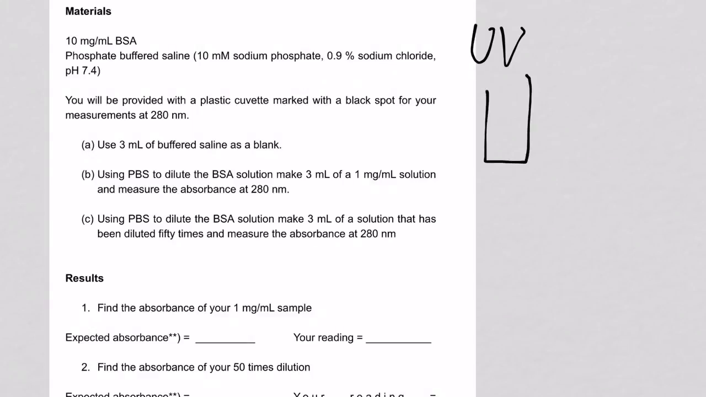So your cuvette will be a plastic cuvette, but it's a special plastic, and it's indicated with a black dot. So only for this experiment, use the cuvette with a black dot, please. They are quite expensive because it's a special kind of plastic. And this particular kind of plastic actually allows UV light to go through. The normal plastic cuvettes won't allow that.